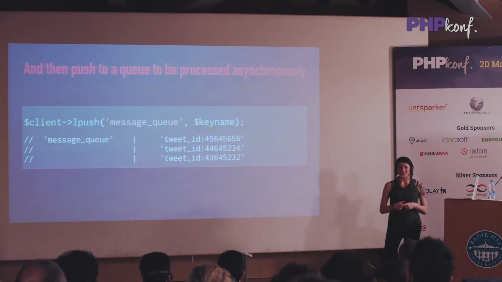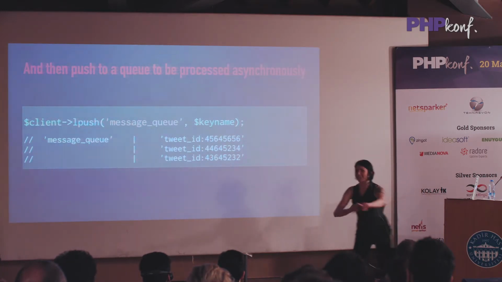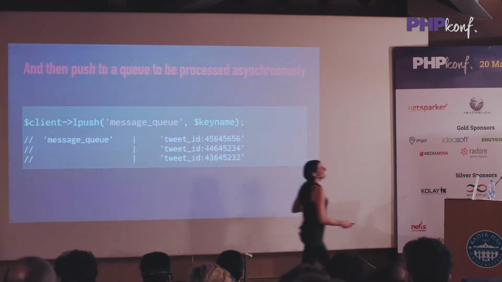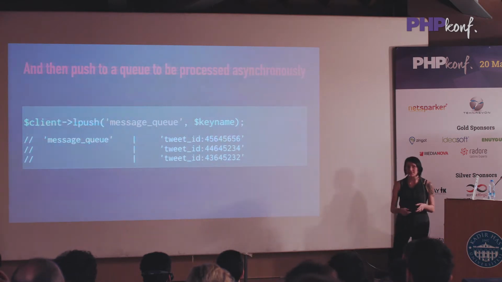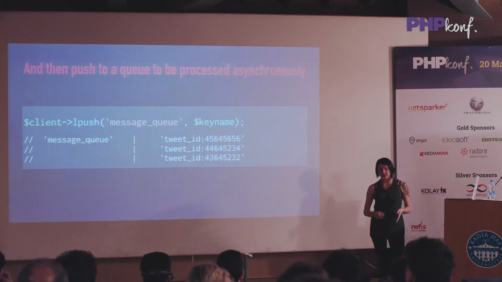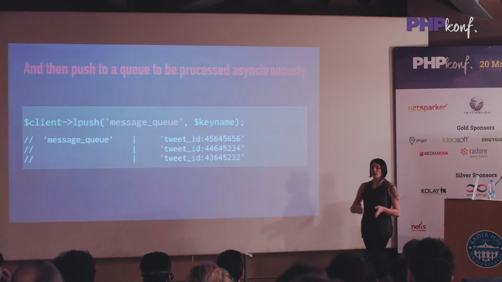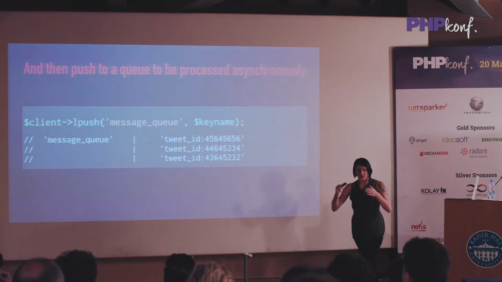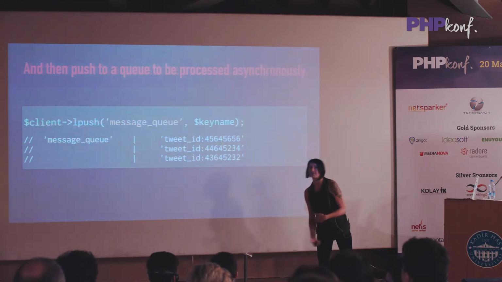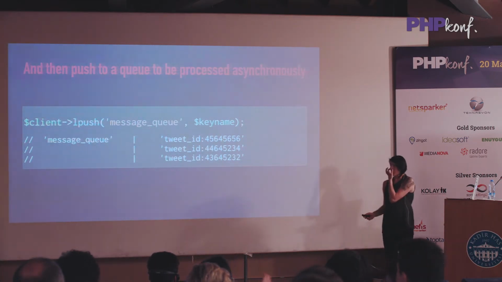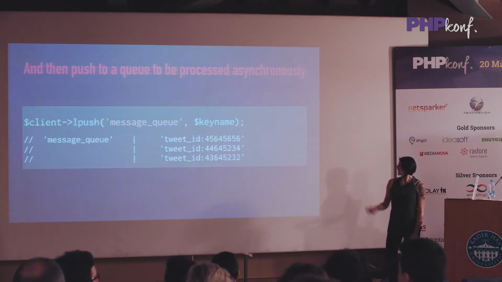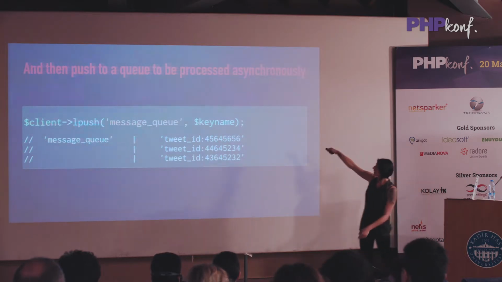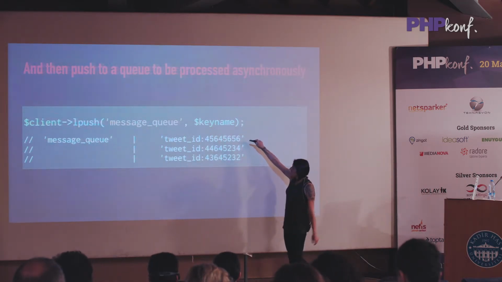Which data structure are we going to use? Yes, we are going to use lists, because as we explained, in lists we can have repeating elements. They are ordered by the order of insertion. So they're perfect for queues in this case. Our key is going to be called message queue. And inside of it, we're just going to be pushing the key names of the tweets.